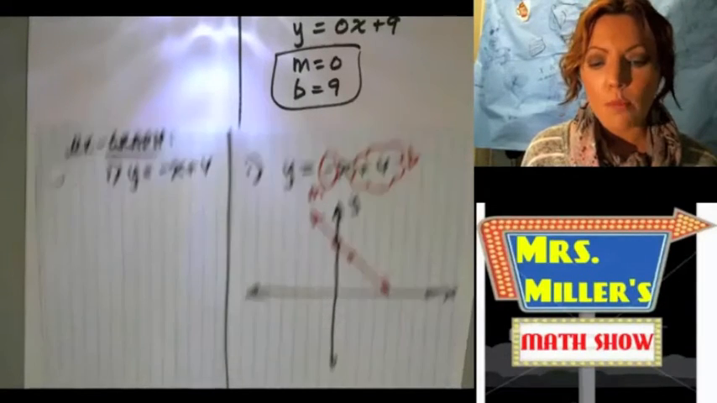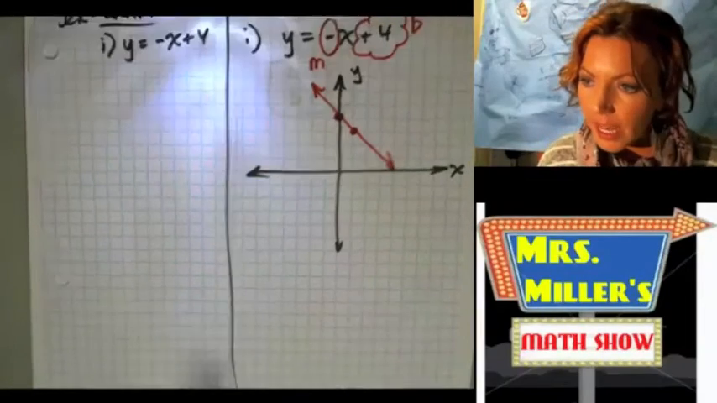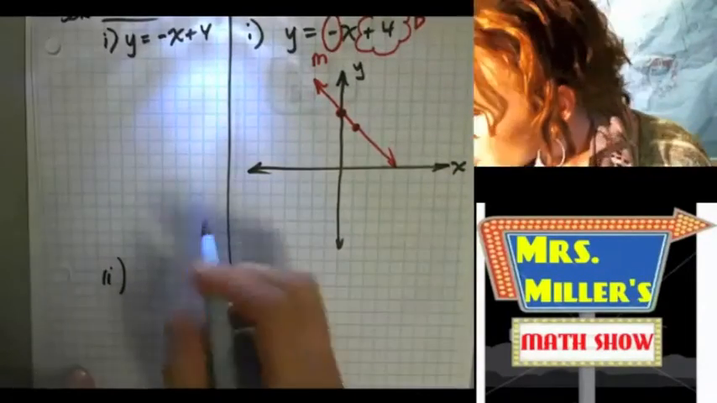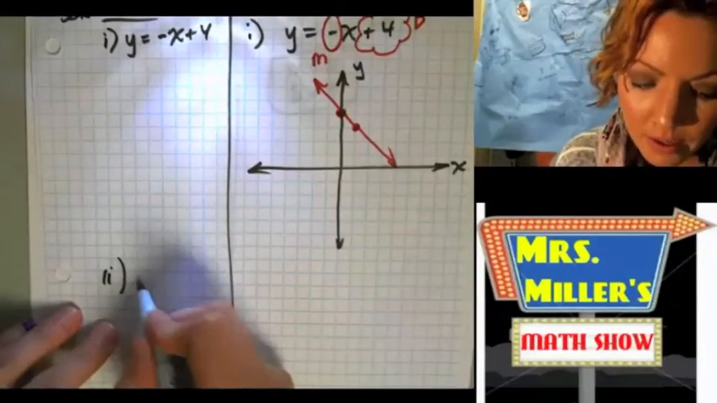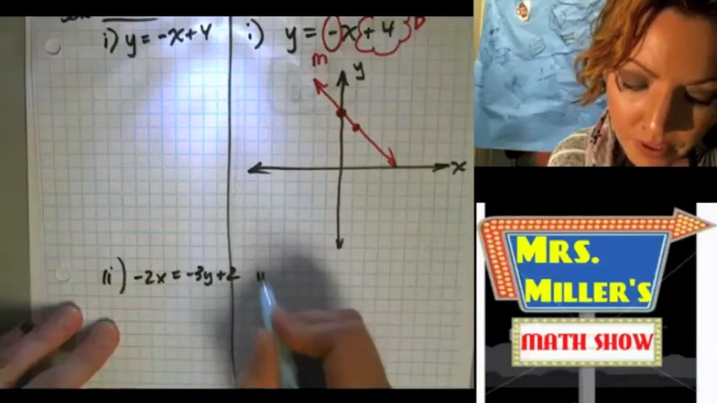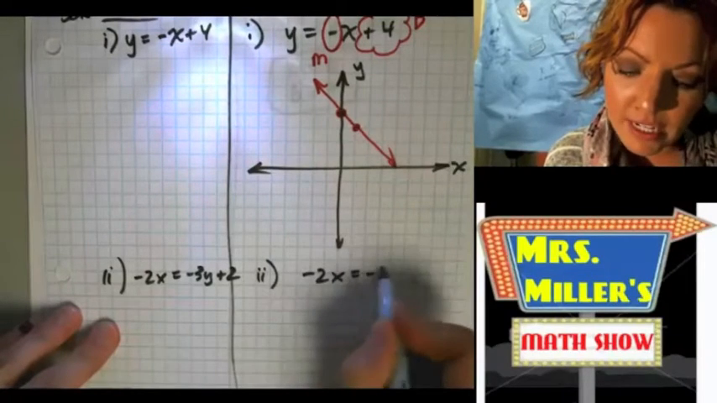We're going to do one more of these so that you all can make sure that you've got it. Negative 2x equals negative 3y plus 2. Negative 2x equals negative 3y plus 2.